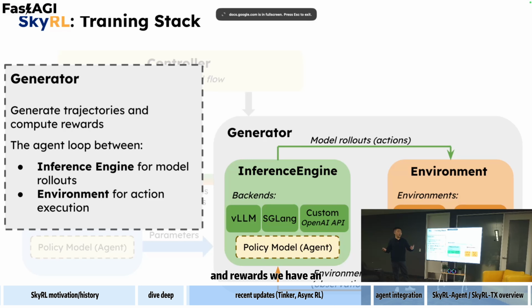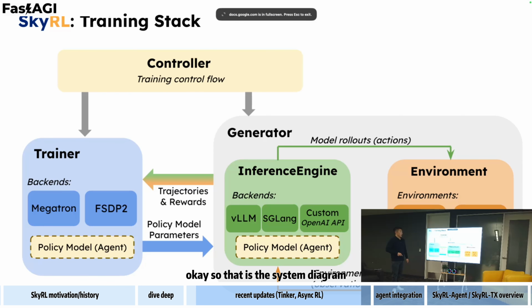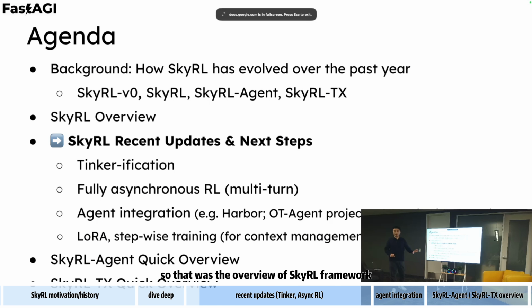We have an in-house agent loop called SkyRL Gym, which uses the Gymnasium API, which is very simple and lightweight. We support math, code, search, or SQL, and other tasks. But you can also bring your own agent. Okay, so that is the systems diagram, and zooming out, the modularity of it really allows you to substitute any part with the thing that you want based on your requirements. So that was the overview of the SkyRL framework.